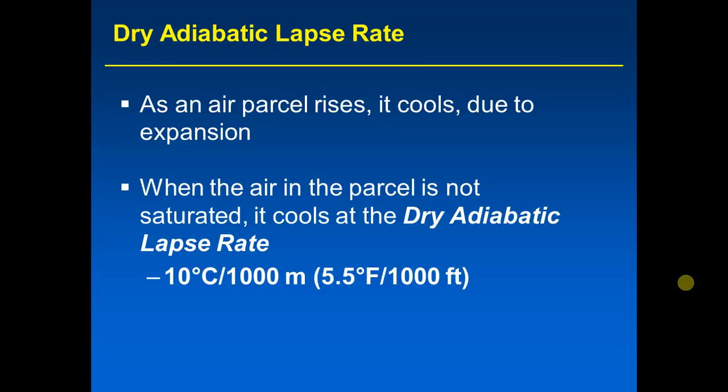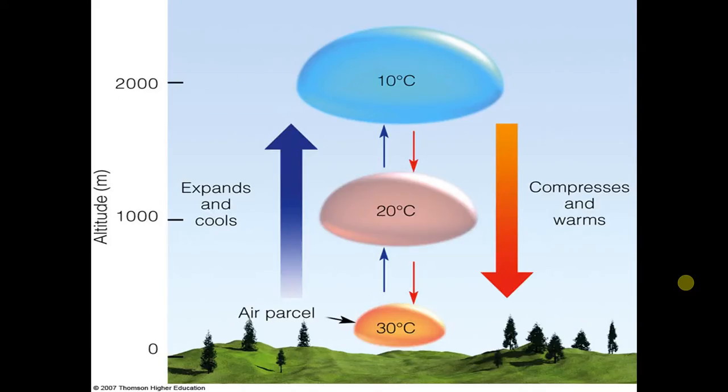Now, to illustrate parcels cooling with increasing height and warming with descent, here is a figure from the book showing how as long as an air parcel is unsaturated, okay, it will cool with height at the dry adiabatic lapse rate. Okay. So a rising air parcel expands and cools. A sinking air parcel is compressed and warms up. Okay? So the air parcel, in this case, kind of looks like a hamburger bun, has a temperature of 30 degrees Celsius near the ground. That's 86 Fahrenheit. Okay? This could be a summer day.